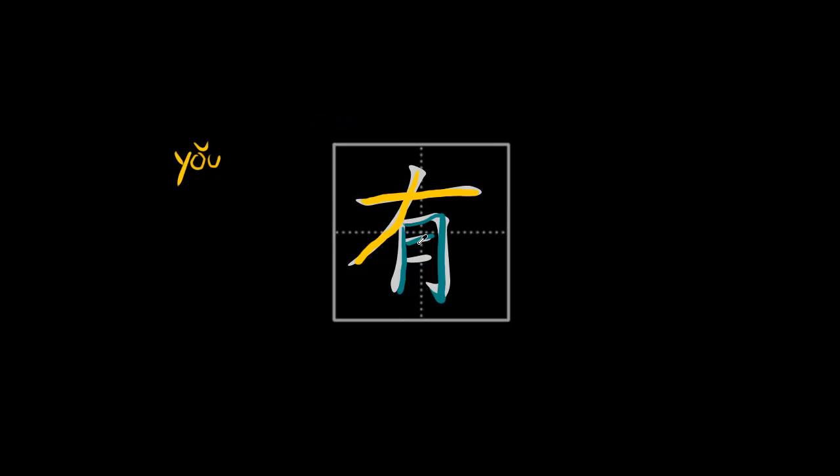Now I'm going to show you how to write this character. So it's fairly easy. 1, 2, 3, 4, 5, 6. So again, you start with the horizontal stroke on the top left. 1, 2, 3, 4, 5, and 6. And that's basically it. There is nothing special to point out about this character, I think.